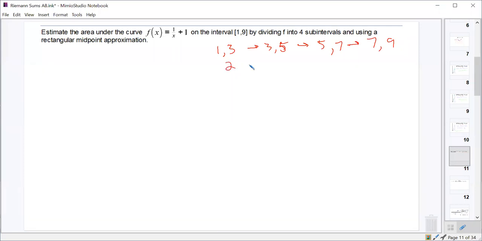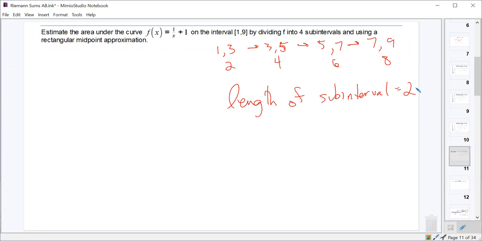So our midpoints ought to be 2, 4, 6, and 8. And that ought to be what we use as our midpoints of each of our subintervals for our approximation. So what's the length of each subinterval? 2. Right, the length of each subinterval is 2.